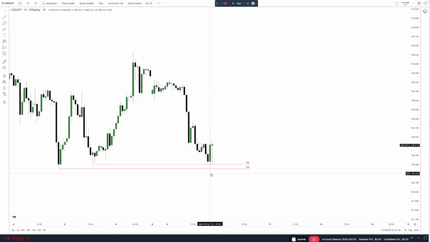So as you can see, we swept this liquidity right here and closed back above. So now we need a market structure shift to occur. Our market structure shift would be above this point. So let's see what happens.